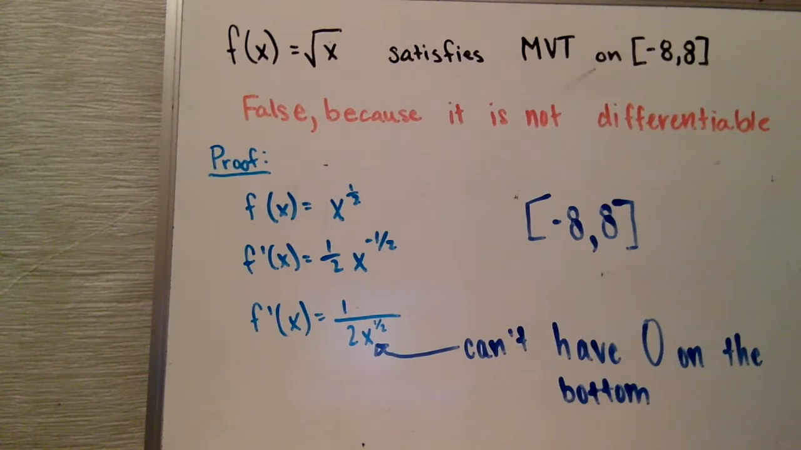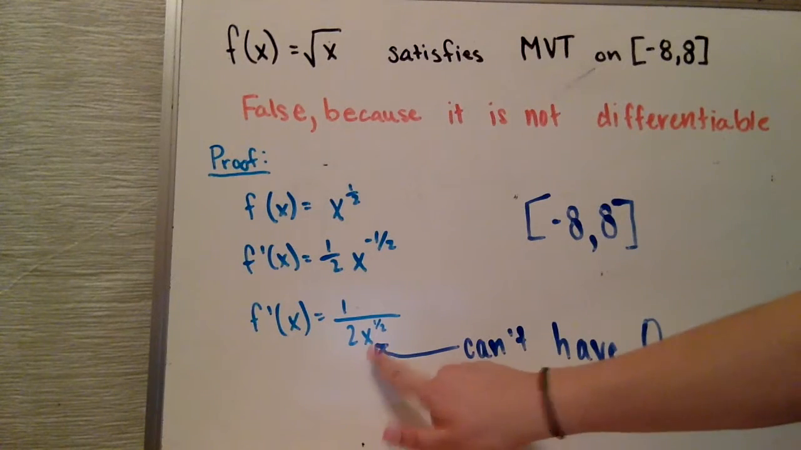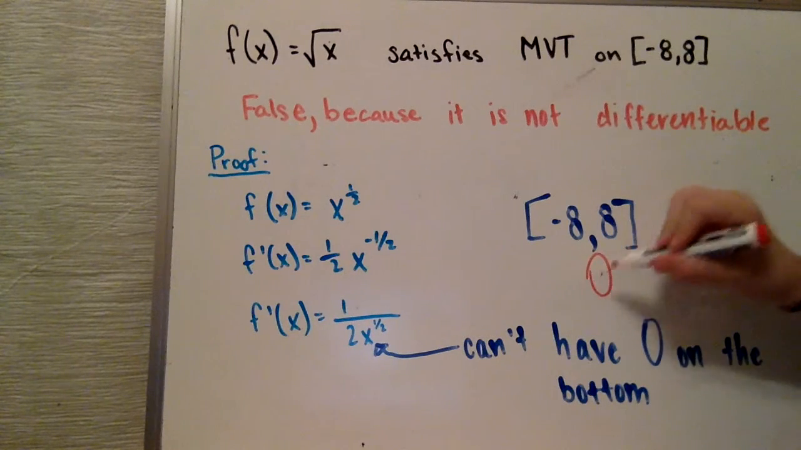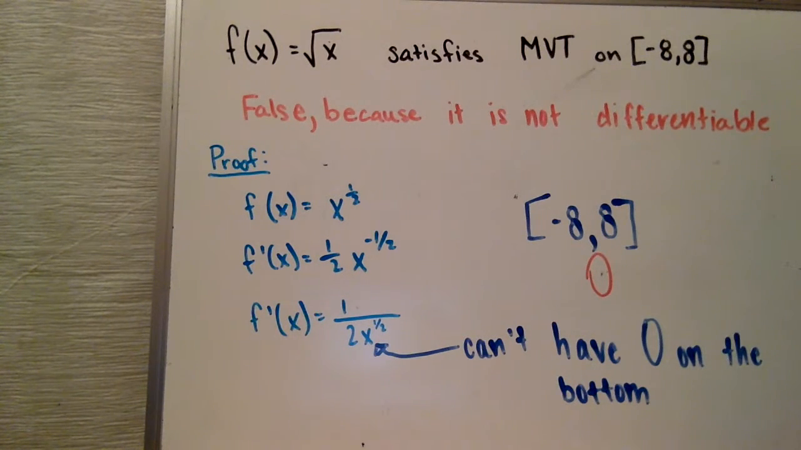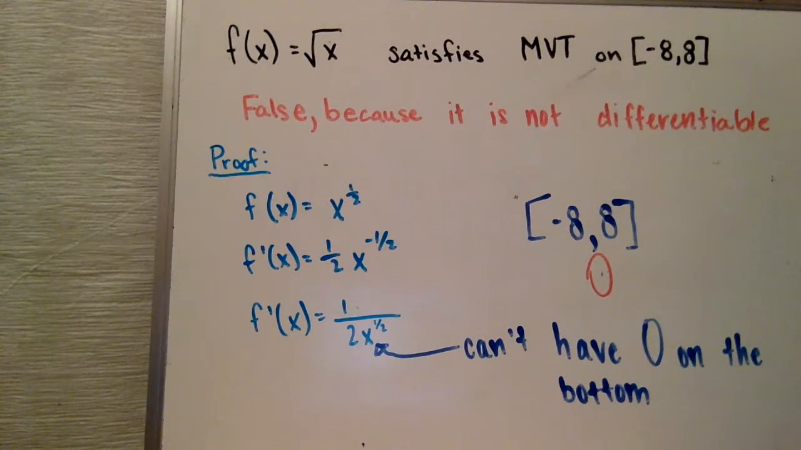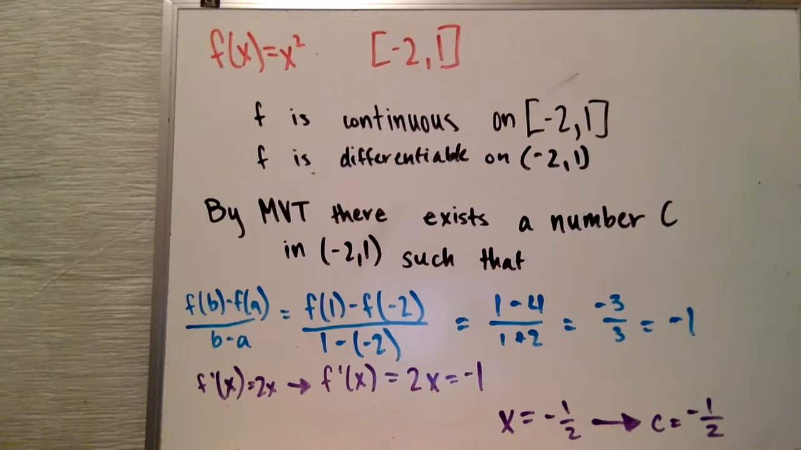However, in this case, you can't use this one because it's a -8 to 8 interval, and in that you have 0 in the middle of it, so you can't use this because you can't have the bottom equaling 0. So this would be a false way to use it.